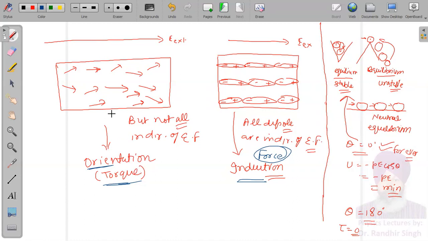No, no. This is a polar dielectric, beta. This is a non-polar dielectric. I supposed that you have attended my previous lecture. That is why I did not write.